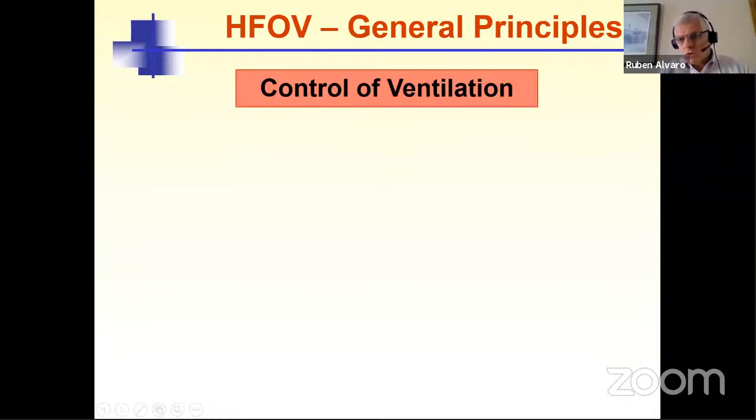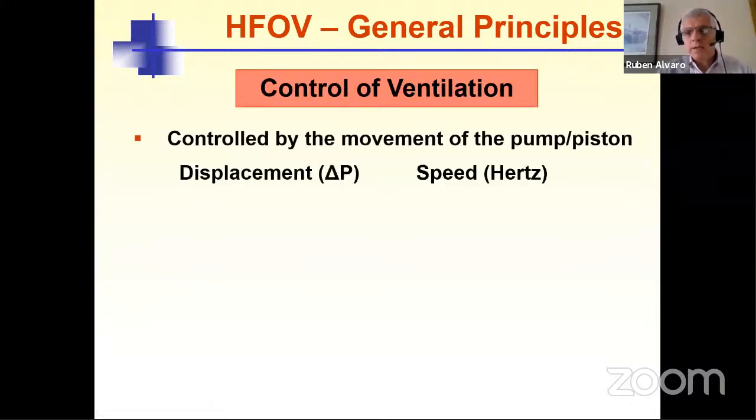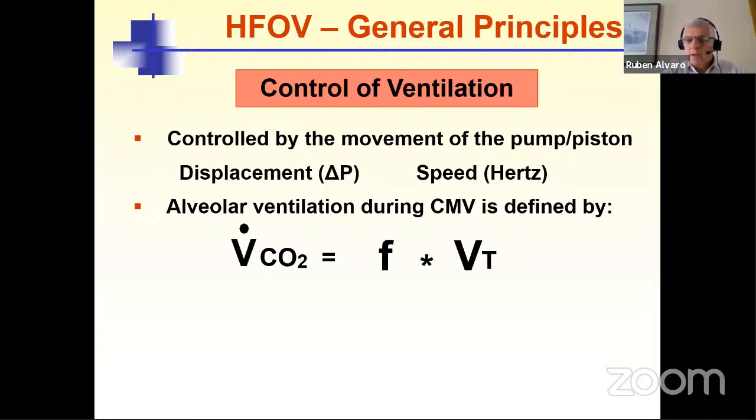How do you control ventilation on the oscillator? It's usually how much that piston moves in and out, the distance between the in and the out of the piston, and how fast that piston is moving, which is the speed or the frequency. Now, it's important to compare this with the formula for alveolar ventilation during conventional ventilation, which is usually defined, as you know, as frequency times tidal volume. In conventional ventilation, both frequency and tidal volume have basically the same effect, 50 and 50% on the minute ventilation. So you can modify either one and you can almost achieve the same effect.